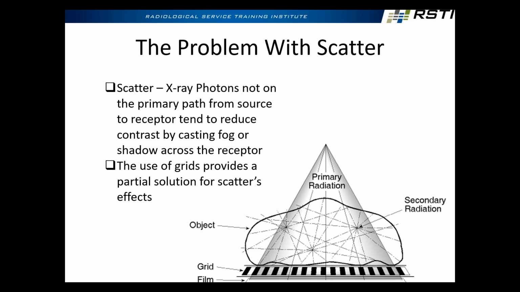So in order to compensate for its presence, I need to increase the output of the tube, which means the patient gets more dose. For a typical table bucky type setup, maybe a 12-to-1 grid, you'd need about 5 times the dose that you would use without the grid to achieve a similar optical density in the image. Crazy stuff.